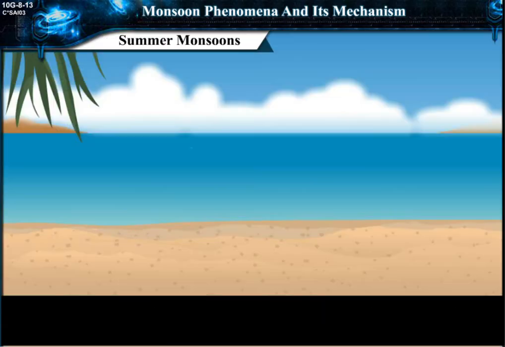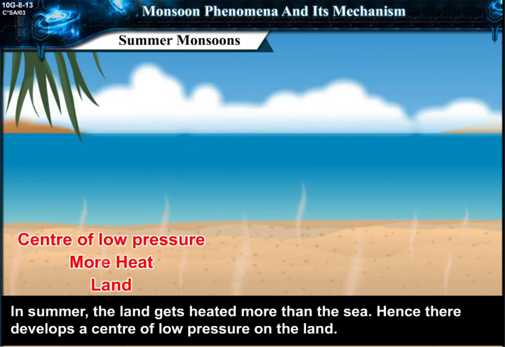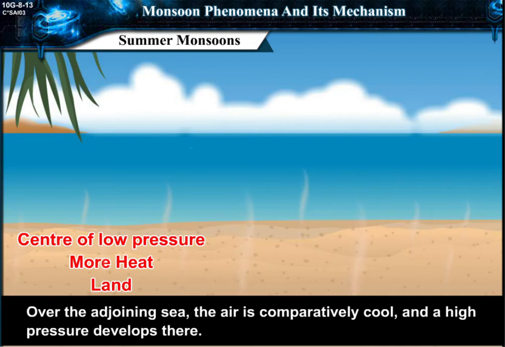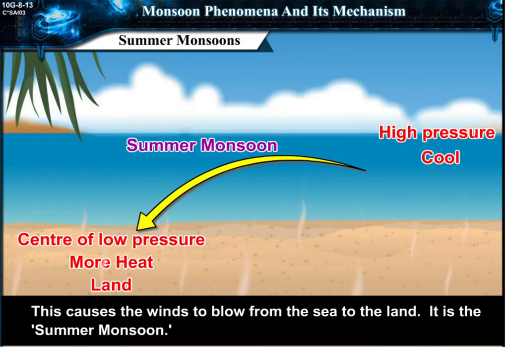Summer monsoon. In summer, the land gets heated more than the sea. Hence, there develops a center of low pressure on the land. Over the adjoining sea, the air is comparatively cool and a high pressure develops there. This causes the winds to blow from the sea to the land. It is the summer monsoon.